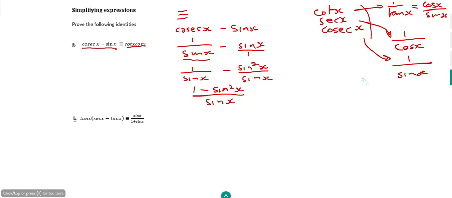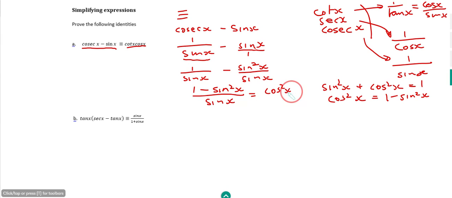And I'm now going to use another identity which we've come across before, and that is that sin squared x plus cos squared x is actually equal to 1. So if I rearrange this, I can say, well, if I take away sin squared x from both sides, then I'll end up with that cos squared x is equal to 1 minus sin squared x. So if I replace the top line, the numerator of this fraction, then what I'm going to get is cos squared x over sin x.